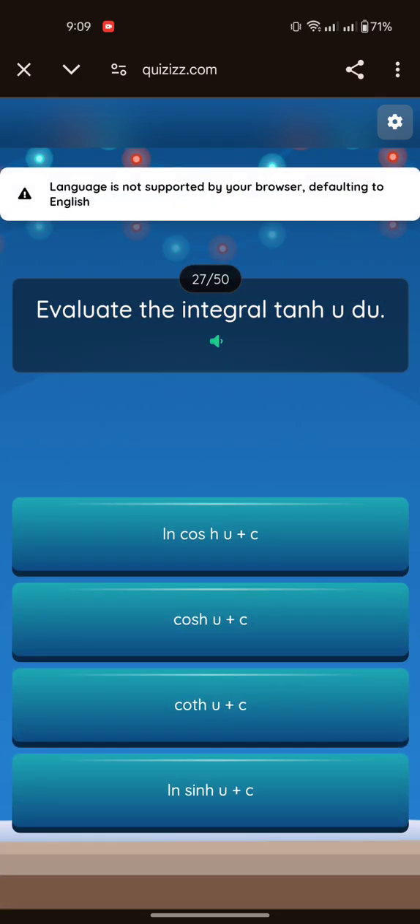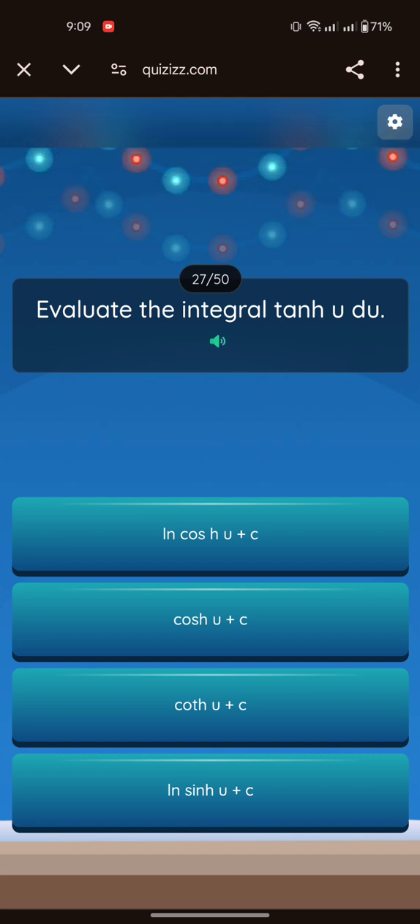Question. Evaluate the integral of tanh u du. Option 1, ln cosh u plus C. Option 2, cos u plus C. Option 3, coth u plus C. Option 4, ln sinh u plus C.